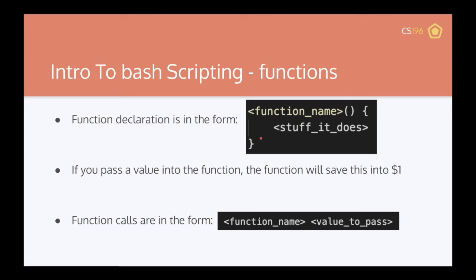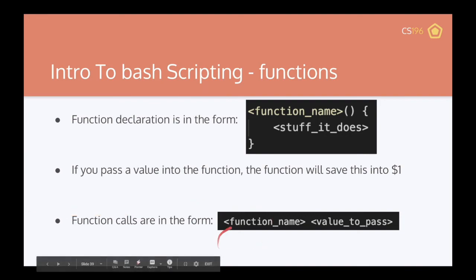Now we have functions. For those who don't know what a function is, essentially it allows you to take a chunk of code and be able to call that chunk of code with a unique name. So function declaration is in this form. We give a function name, 2 brackets, and then we put all the stuff that the function is meant to do within those 2 brackets here. If you pass a value into the function, it will save this into $1. I'll talk about that in just a second. And the way you call a function is you put the function name and then the values that you're passing into it.